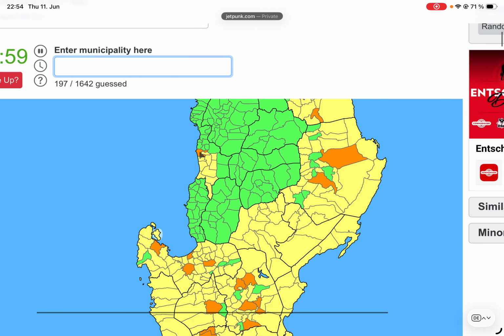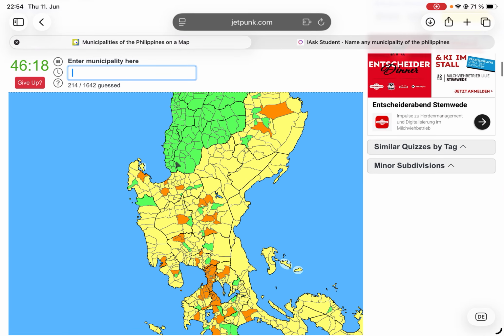So then we have this component city of Candon here. We have Galimuyod, Gregorio del Pilar, then here we have Sigay, Suyo, Alilem, Sugpon. This should be Salcedo. And then we have Santa Lucia, Santa Cruz, and Tagudin.